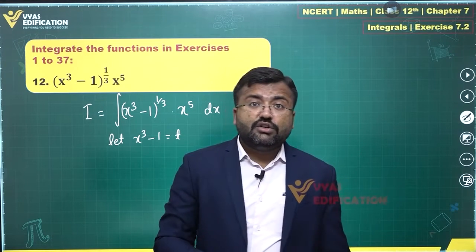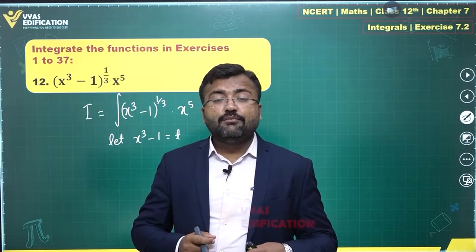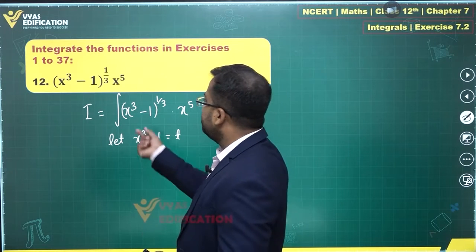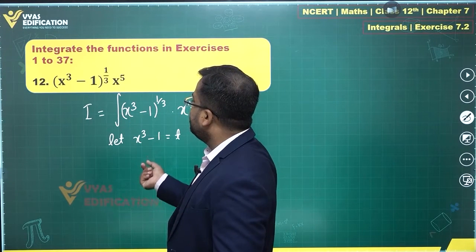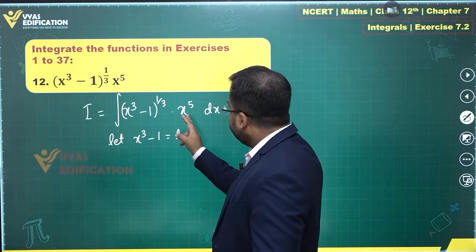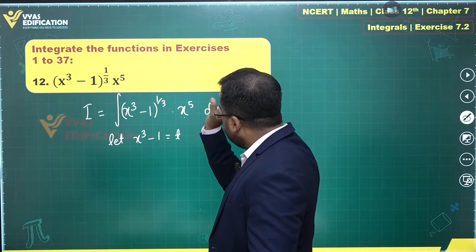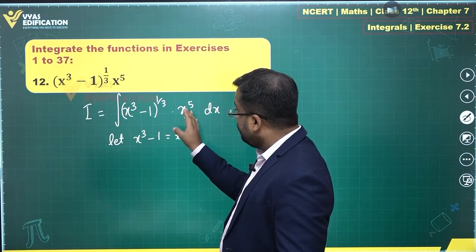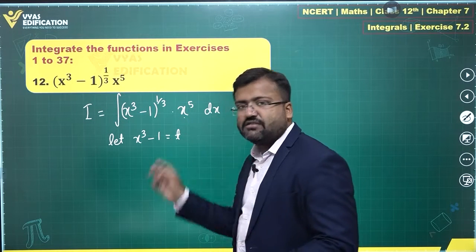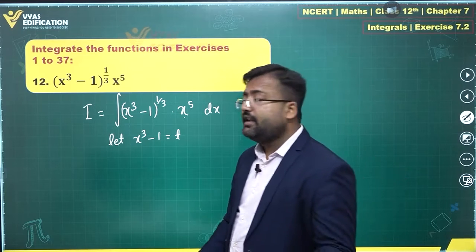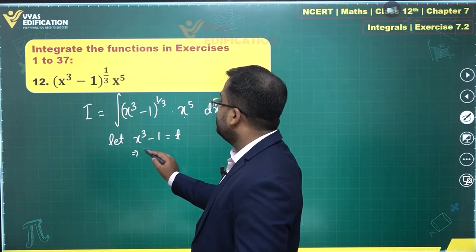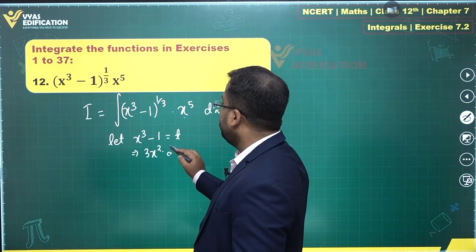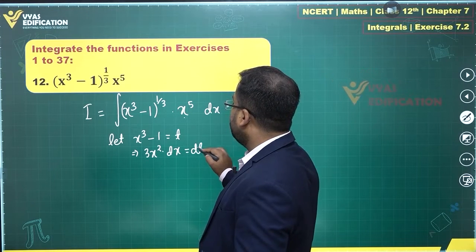Without worrying about what it will convert into, though I am worried about that as well, what I see is the derivative of x power 3 is x power 2. This x power 5 has an x power 2 and x power 3 hidden inside it, right? So x power 3 can be substituted from here. x power 2 will go with that dx and it will convert into dt. Yes, that's the important thing, right? So this 3x square dx becomes equal to dt.